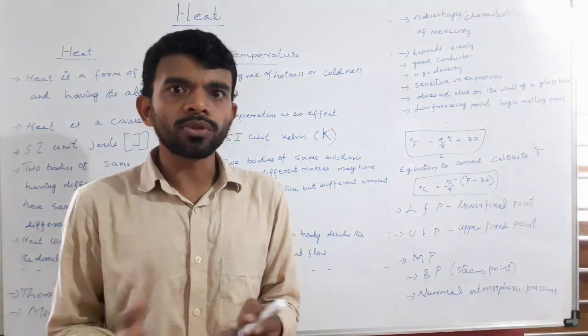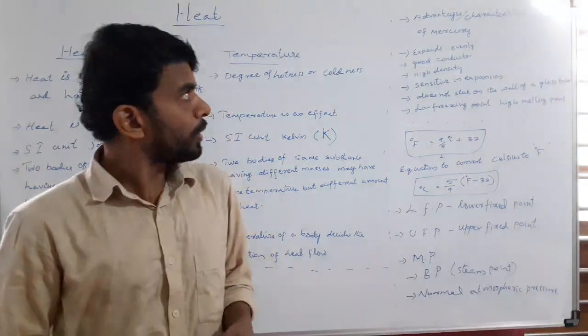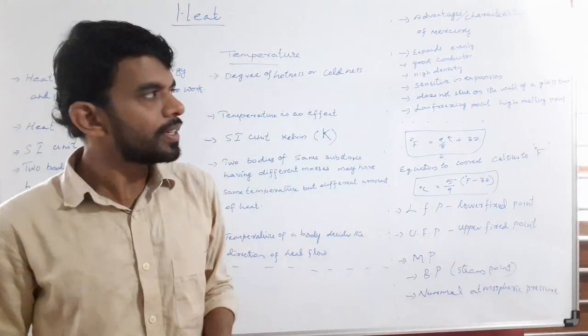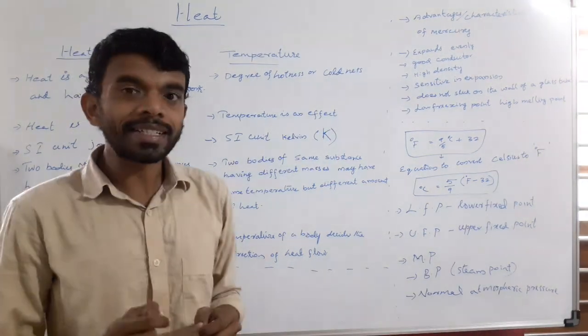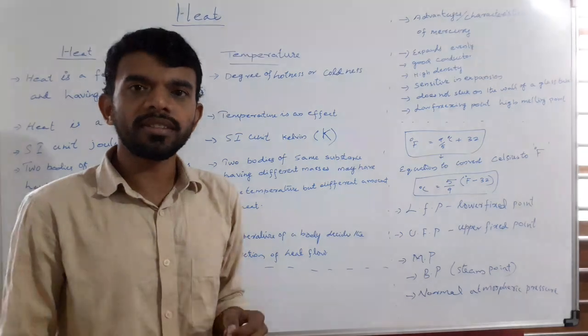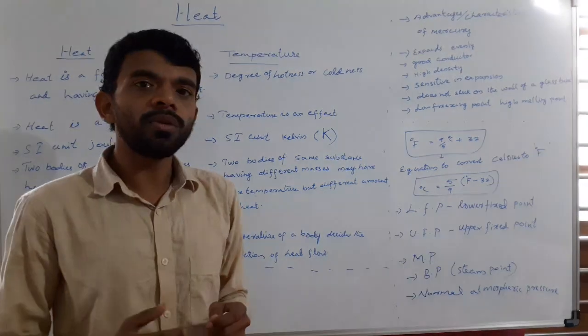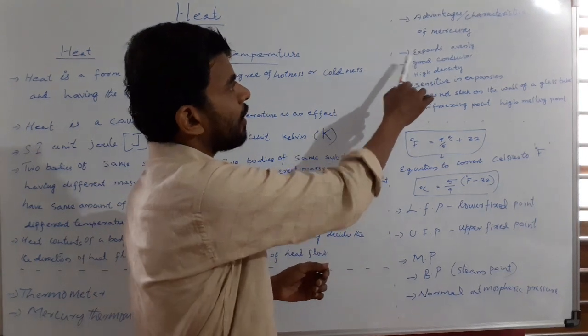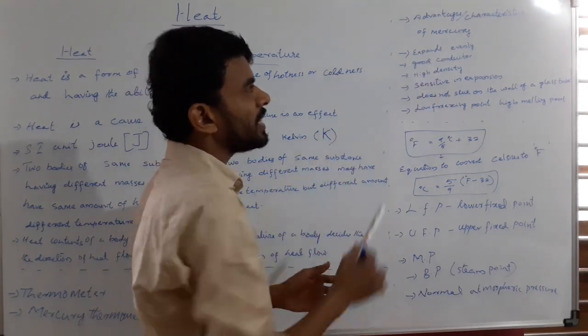Why can't we use a water thermometer? Mercury has particular advantages and characteristics. That's why we are making use of mercury. Some of the characteristics I have written here: expands evenly.